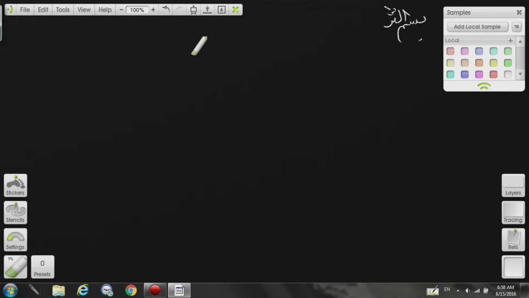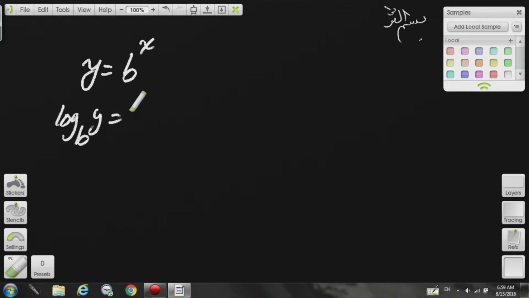What I'd like to do now is introduce you to some log rules. And I'm going to stop there, give you a mental break, and then go on and do some log equations. So there's certain log rules. The first is this: we learned how to convert an exponential equation into a logarithmic equation.